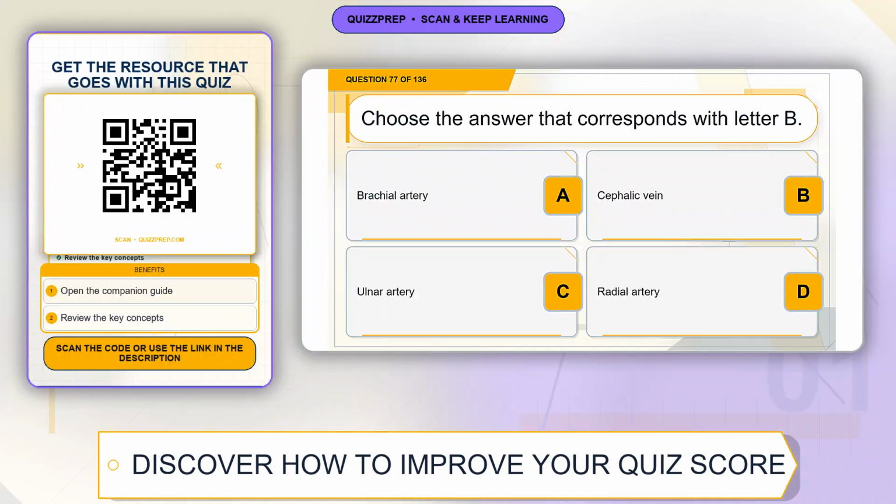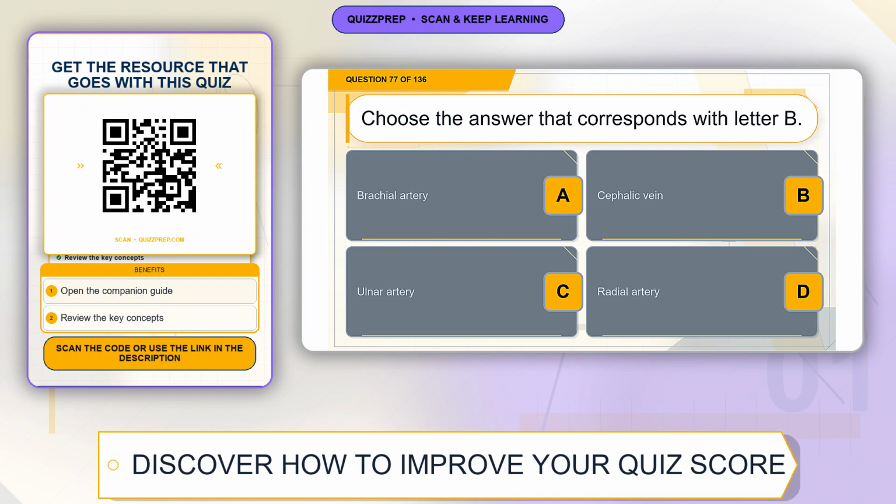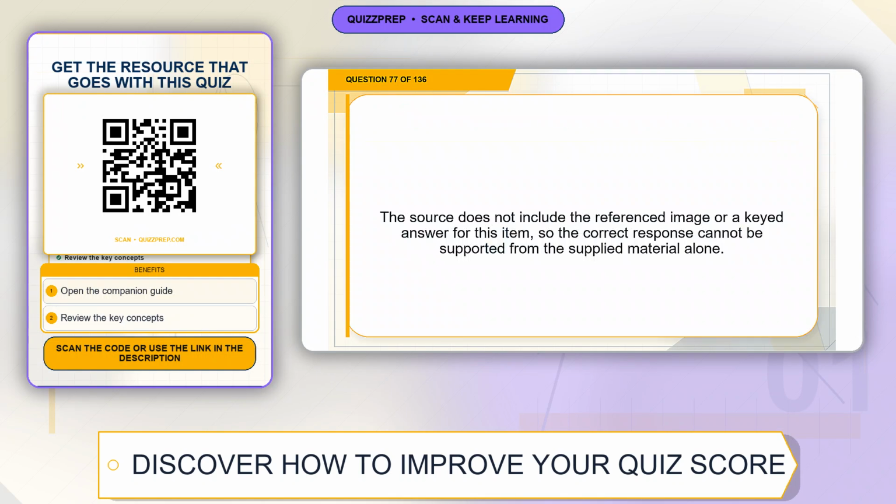Question 77. Choose the answer that corresponds with letter B. Option A, brachial artery. Option B, cephalic vein. Option C, ulnar artery. Option D, radial artery. The correct answer is now shown. Explanation. The source does not include the referenced image or a keyed answer for this item, so the correct response cannot be supported from the supplied material alone.